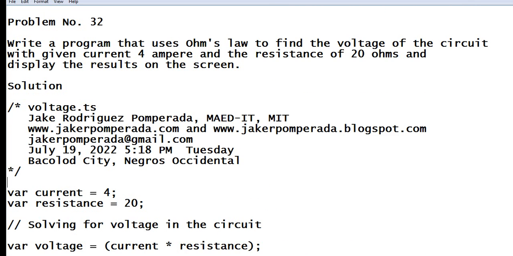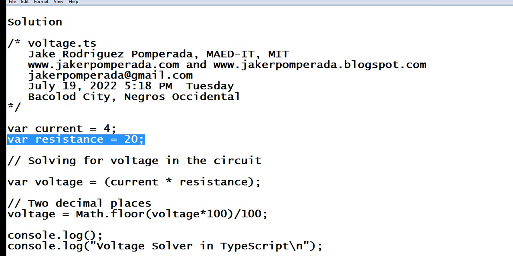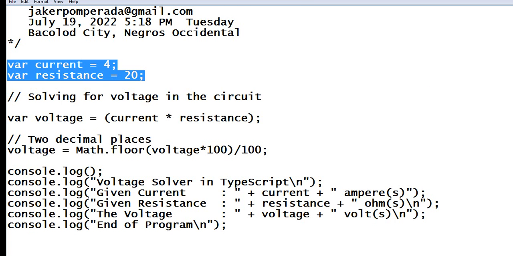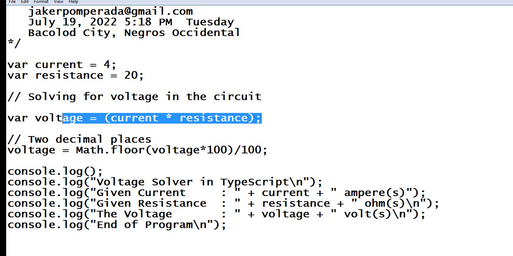So we have here several comments. var current = 4, var resistance = 20, we declare the variables. To apply the principles of Ohm's law to find the voltage, we simply declare another variable, var voltage equals current multiplied by resistance, opening and closing parentheses.